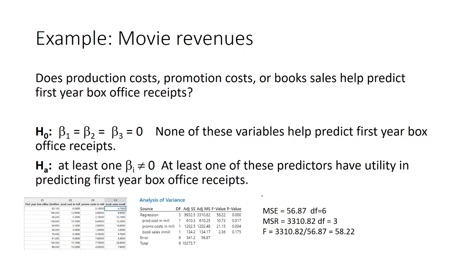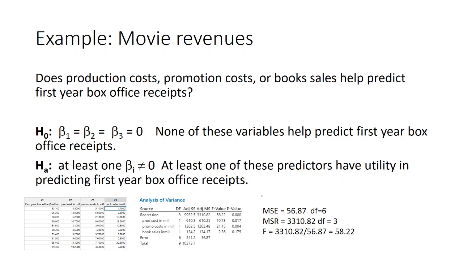So let's do some examples of movie revenues. Do production costs, promotion costs, or book sales help predict first-year box office receipts? I just took some small data. There you can see in the lower left-hand corner what the first-year box office receipts are. So I'm saying, do any of these help predict? I'm going to say no. None of these variables help predict first-year box office receipts.